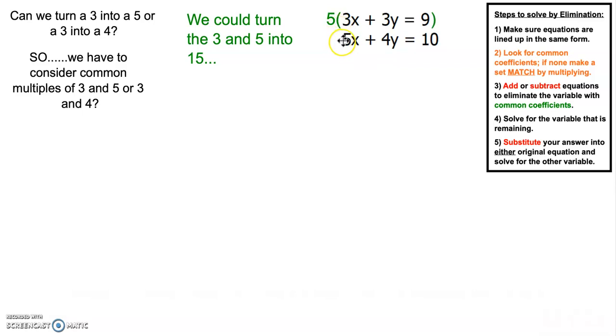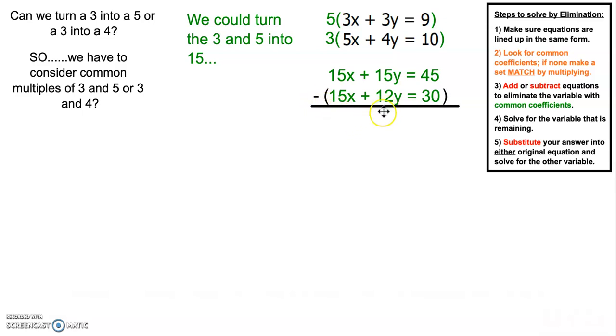What would I have to multiply that second equation by to make this a 15? I'd have to multiply by 3. And so I get this system. The first equation turns into 15x plus 15y equals 45. The second equation turns into 15x plus 12y equals 30. I've now forced those x terms to have a matching coefficient. So now I'm ready to eliminate by subtraction. So when I subtract the two equations, I get 3y is equal to 15, so y equals 5.